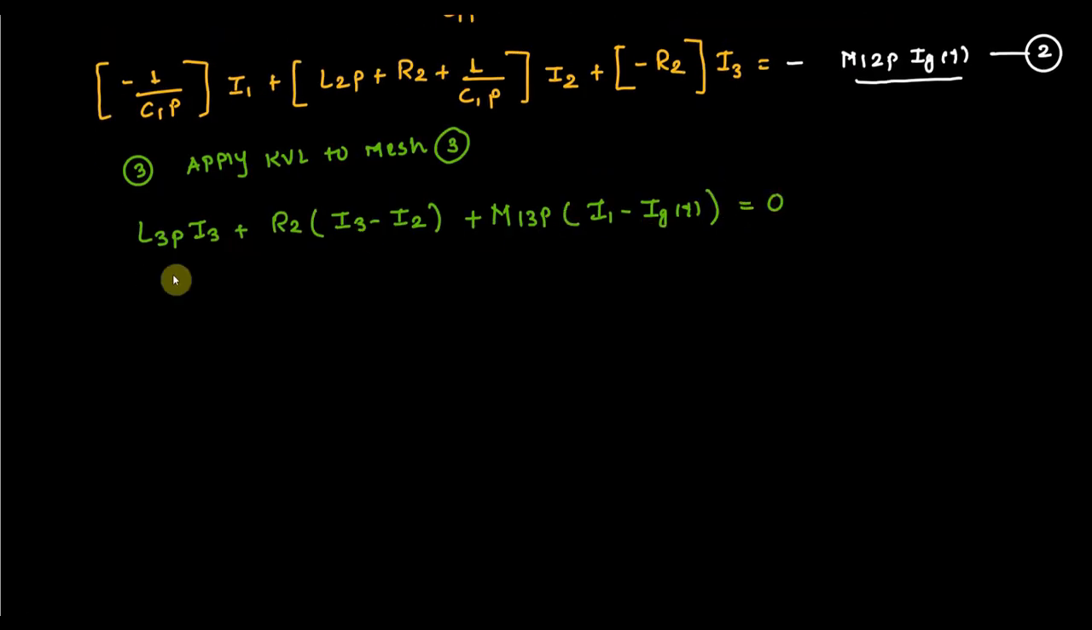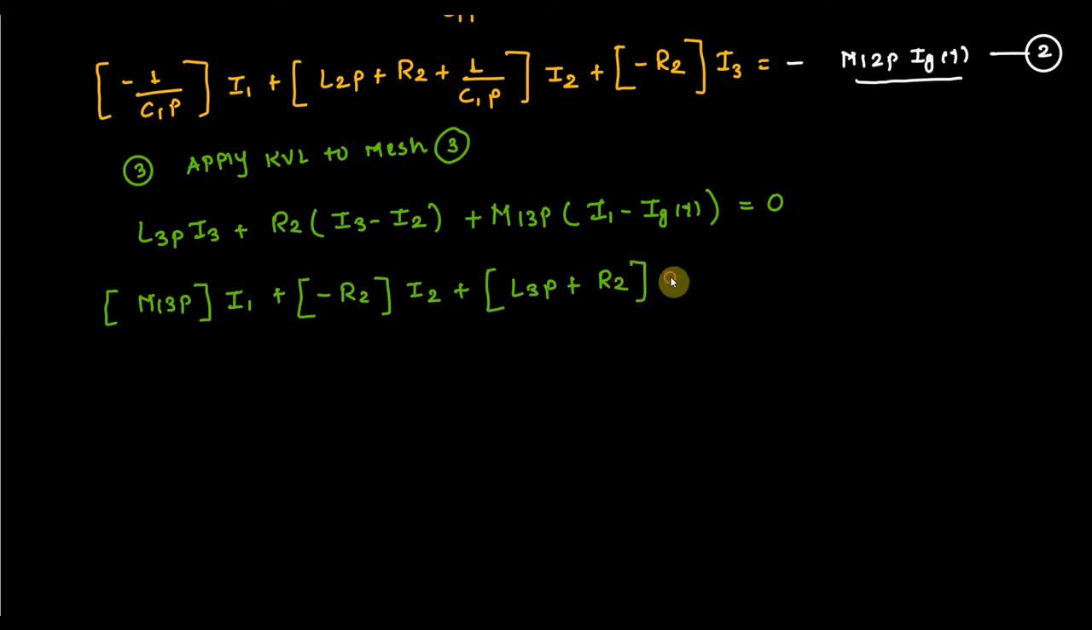Now what we will do, we will collect all the terms of I1, I2 and I3. First you have to collect the M13P, this will be I1. Collect the terms of I2. I2 is minus R2, there is no other term. Collect the terms of I3. So there are two terms, L3P plus R2.